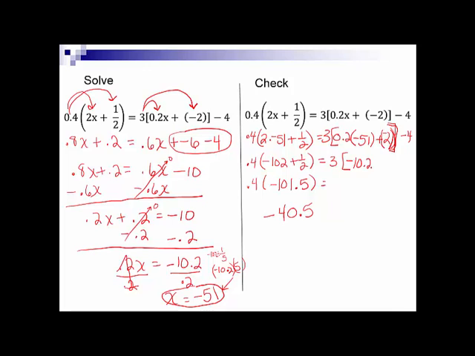And on this side, I have 3, and then within parentheses, 0.2 times negative 51 would be negative 10.2 plus negative 2, keeping my brackets, minus 4 on the outside. That's 3, and then in parentheses, I have negative 10.2 plus negative 2 is negative 12.2. Keeping my minus 4 on the outside, 3 times negative 12.2 is negative 36.6, minus 4 more is negative 40.5. And that's a true statement, so we know we're good to go.